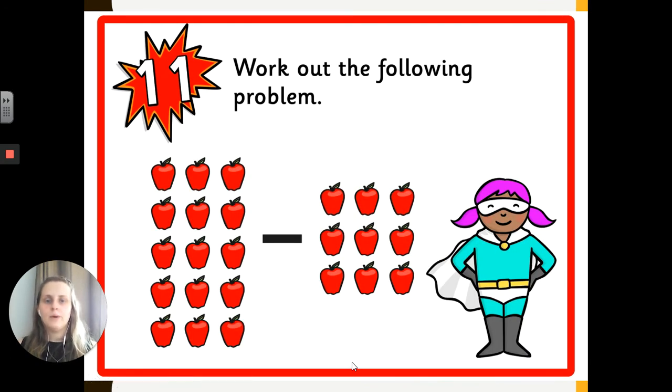Number 11, work out the following problem. Now you've got lots of apples here, so count up how many apples are here. We're taking away how many apples are here. So what is your answer?